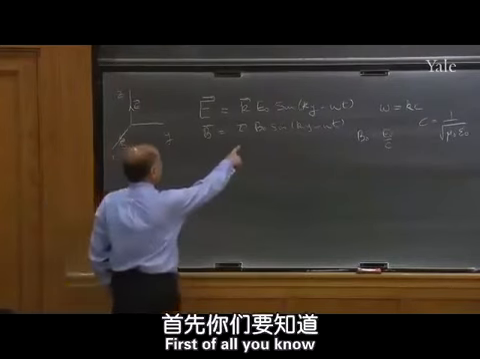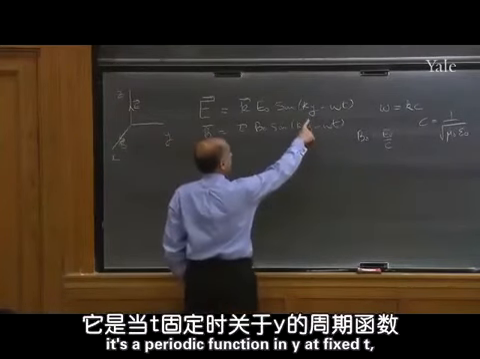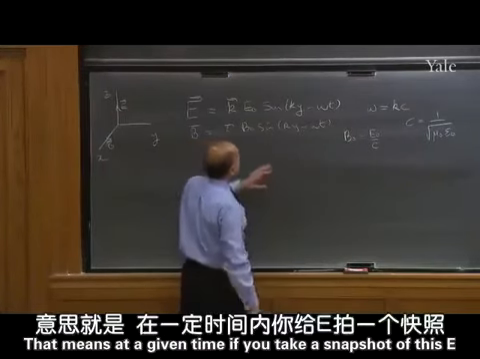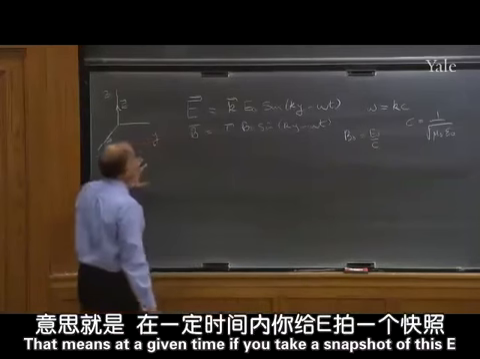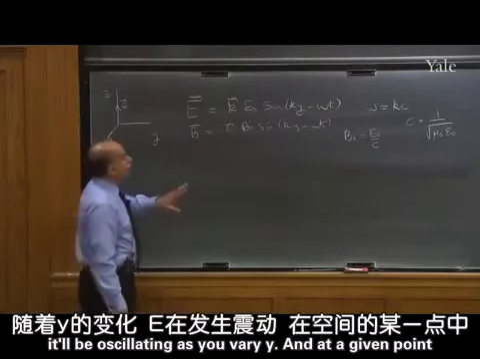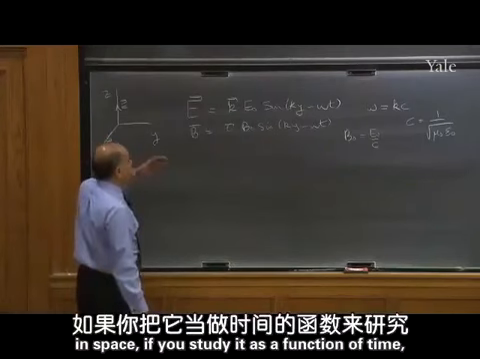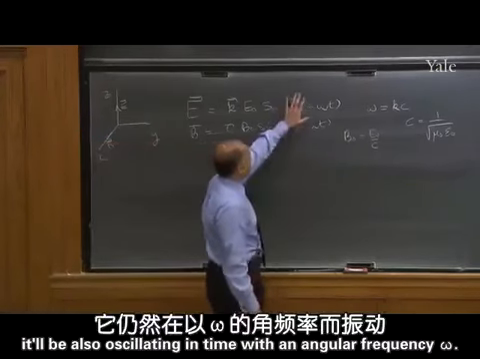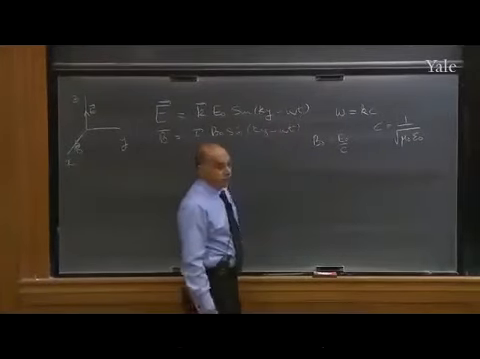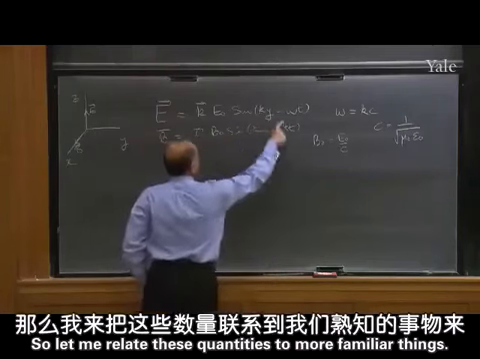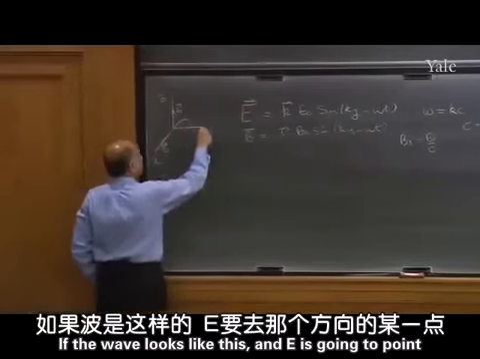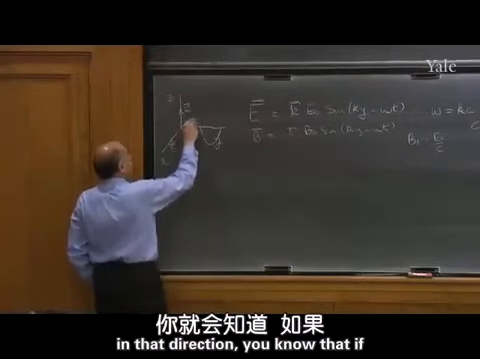First of all, you know it's a periodic function in y at fixed t, if you like, because sine of anything is periodic. That means at a given time, if you take a snapshot of this E, it will be oscillating as you vary y. And at a given point in space, if you study it as a function of time, it will also be oscillating in time with angular frequency omega. So let me relate these quantities to more familiar things.